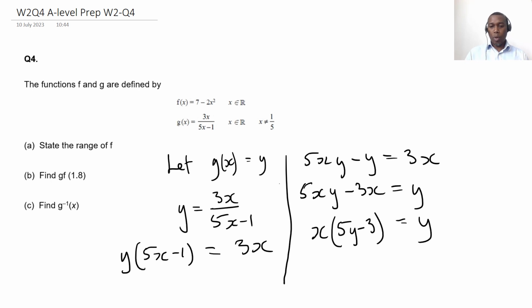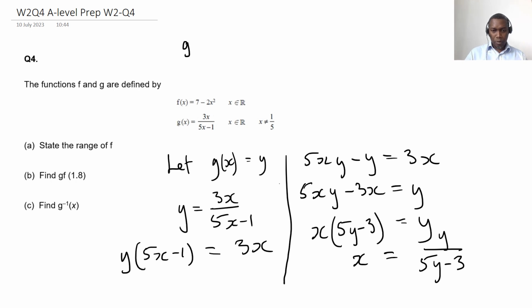And then finally, we want x by itself. That's why we factorize. So the whole expression we're multiplying x by goes on the other side. It's going to be y on 5y - 3. That's what x is going to be. At that stage, we have what x is, but we've got to change the notation that we're using, because x represents the domain, the set of inputs. And so what we want to say now is g inverse.